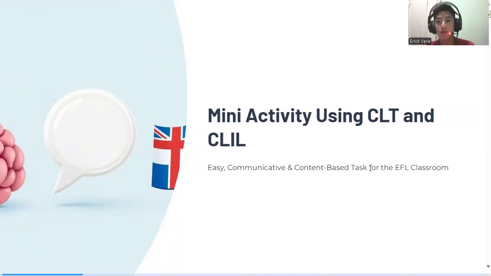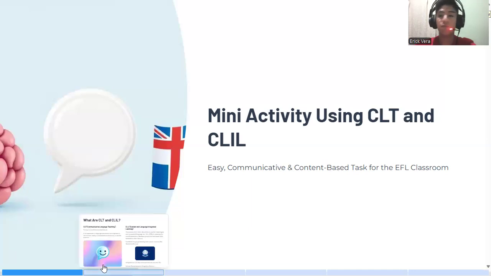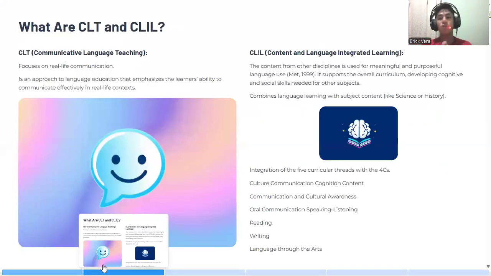In this chapter, I'm going to explain two concepts, or two theories or approaches, in the Ecuadorian curriculum. These are the CLT and CLIL approaches. And then I'm going to present a mini activity using those approaches for easy communication and content-based tasks for EFL learners. That is our case, learning English as a foreign language. But let's go to understand the theory of these two approaches.